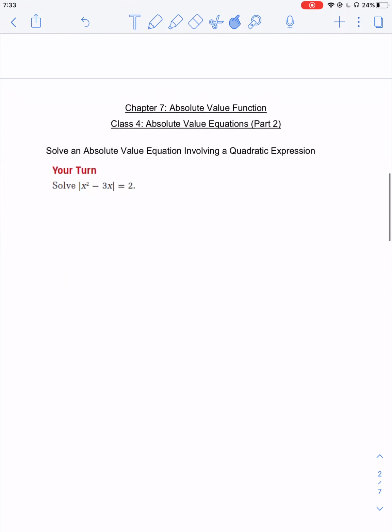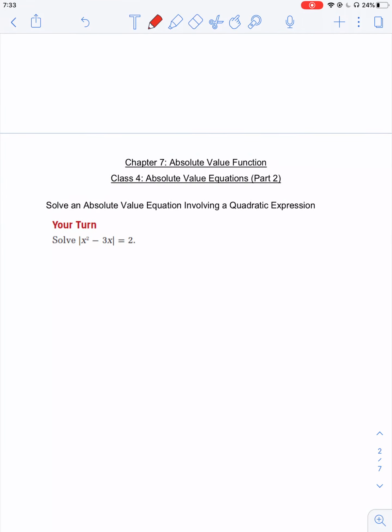And now the question: solve an absolute value question involving a quadratic expression. So you see the problem with this question, the reason why I never showed this to you previously is because now what you have inside your absolute value is a quadratic function, okay? But we're going to treat it the same way. So the absolute value of x squared minus 3x will equal the same thing, which is x. Yeah, you know what? I'm just going to make some room for myself.